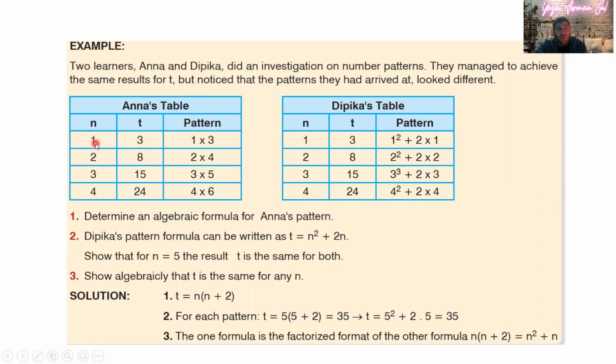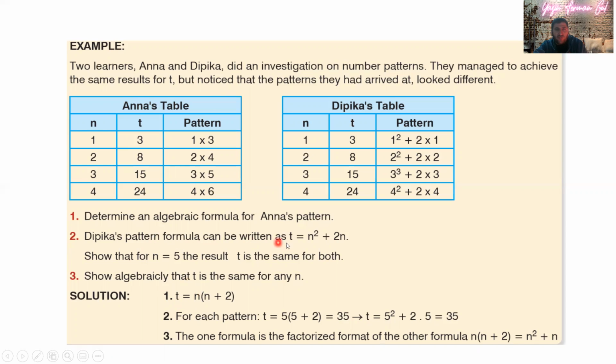When n is 1, here it's 3. 1 plus 2 is 3. So it's basically 1 times 1 plus 2. When n is 2, 2 plus 2 is 4, times 2 will be 8. Because we're going to say n times n plus 2. When n is 3, 3 plus 2 is 5, times 3 will be 15. When n is 4, 4 plus 2 is 6, times 4 will be 24.